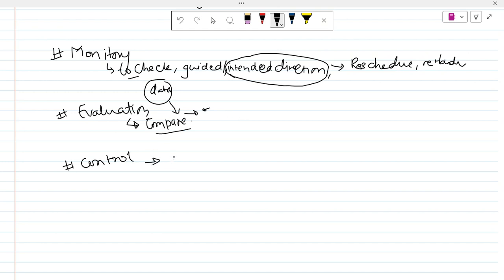So what is control? Control is if there are discrepancies between the planned and the actual project, we will do some task to keep the project on track.